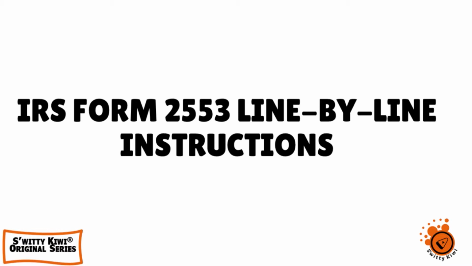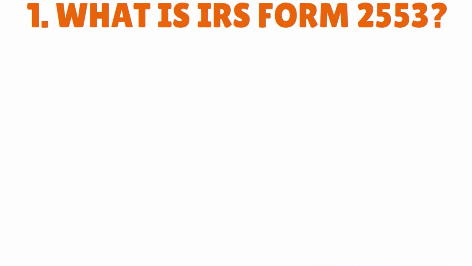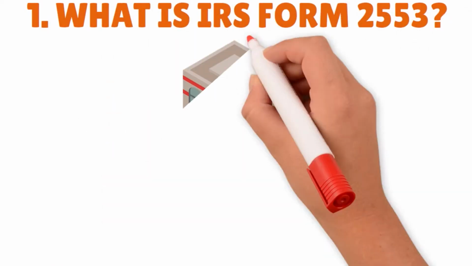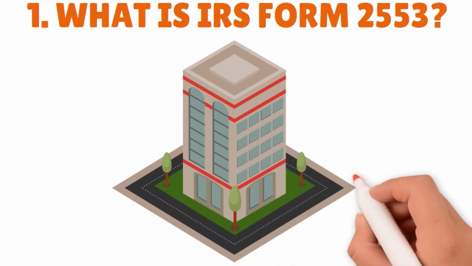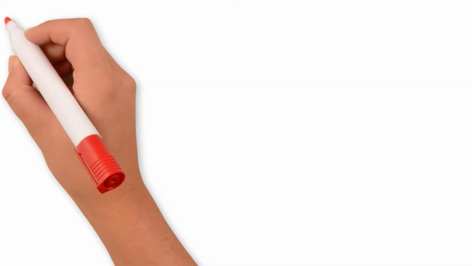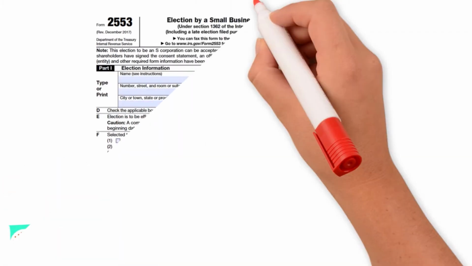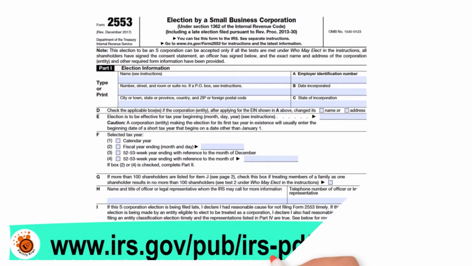So today's conversation will revolve around Form 2553. What is it? Businesses must file Form 2553 with the IRS to elect to be taxed as an S corporation. This form is due no later than 2 months and 15 days after the beginning of the tax year in which the election takes effect. Right now we have a screenshot of the form on the screen, as well as the IRS link where you can download it.